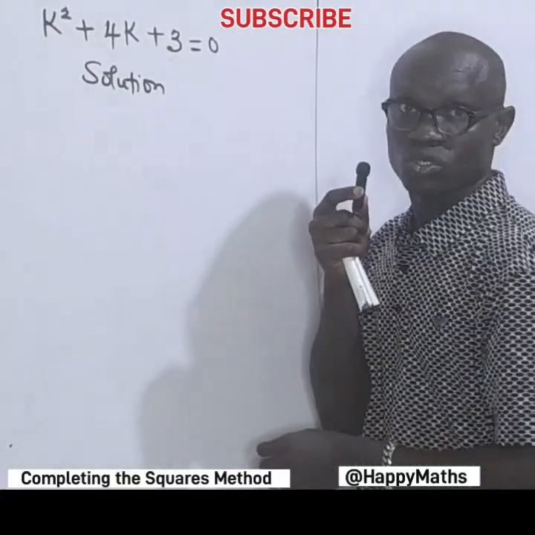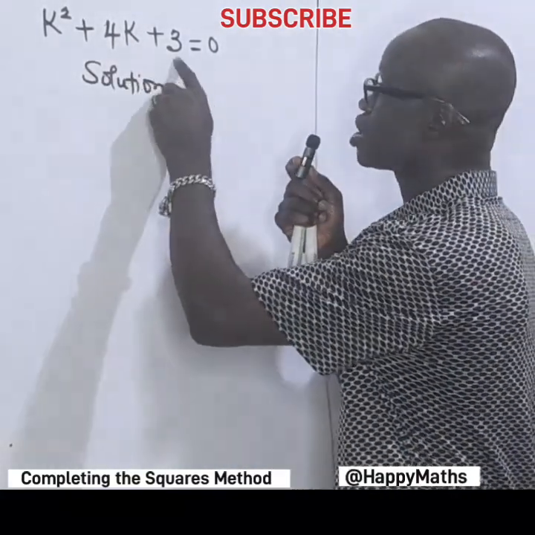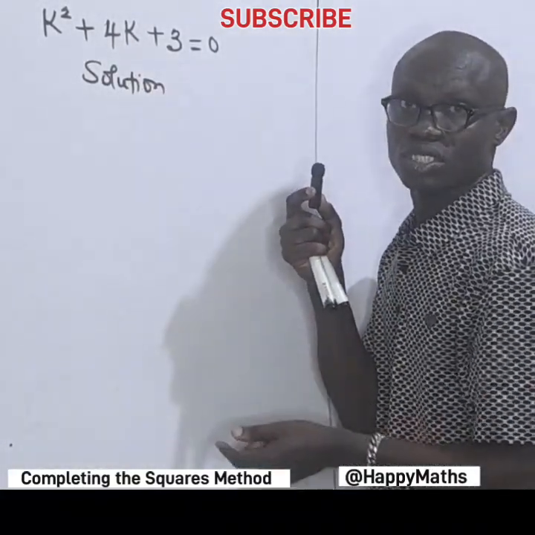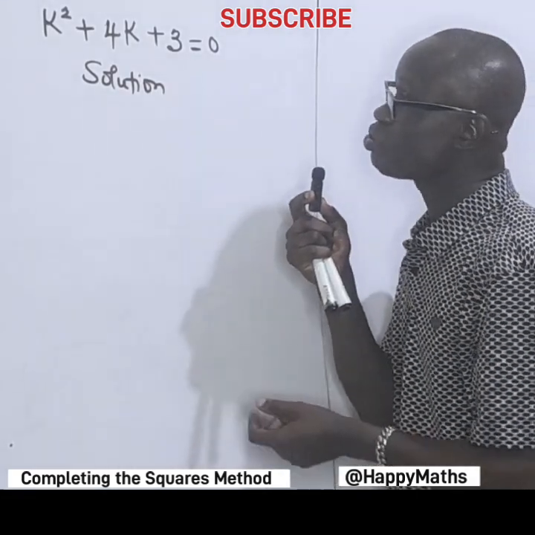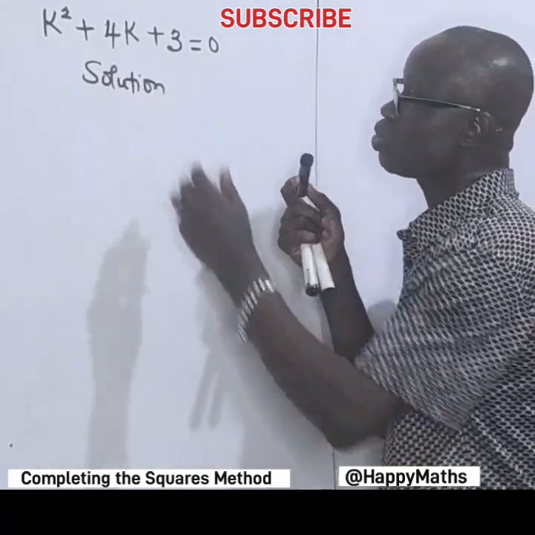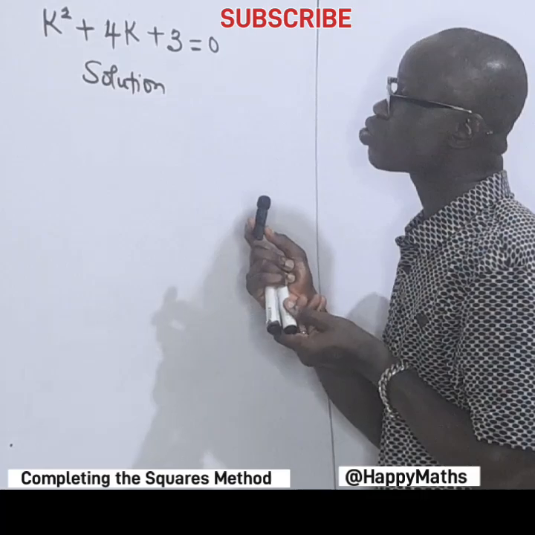This is an interesting question from quadratic equations. We have completed the square, the formula method, the graphical method, and the factorization method. But we are asked to use completing the square.